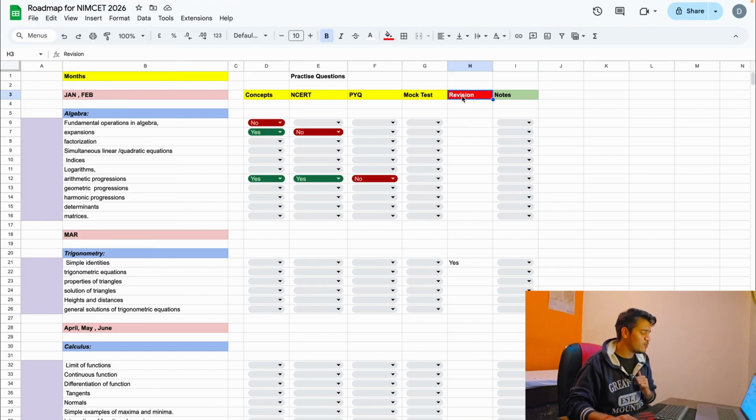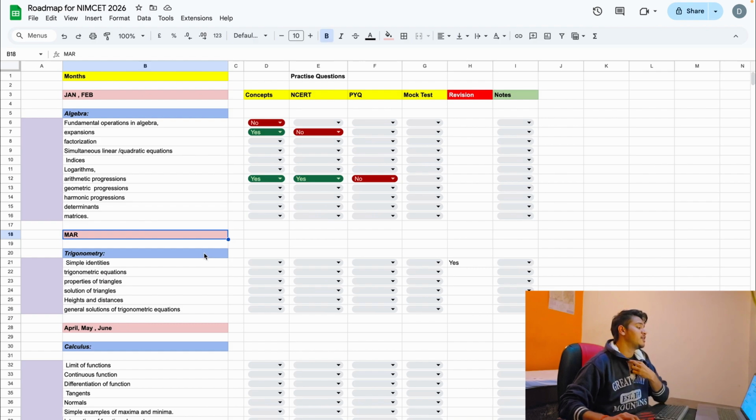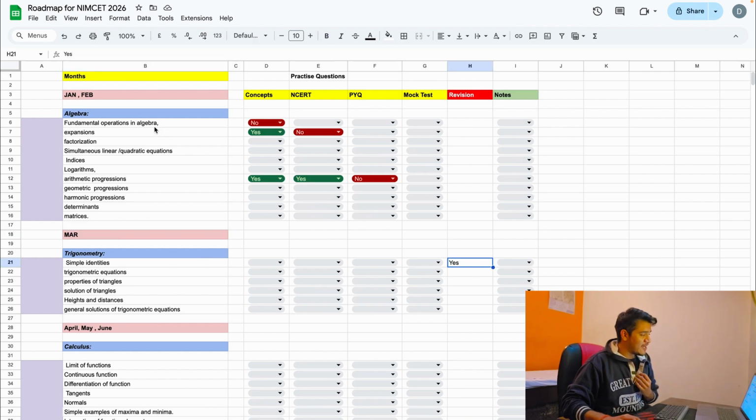One more thing, what is this revision? Revision is basically, let's say you went into March, and you are preparing the topic trigonometry. You can mark whether you have revised your algebra or not. Revision is very important. If you keep learning new things and you don't revise the old things, your mind will start forgetting, right? So revision is very important. What this notes column is, you make notes for algebra, trigonometry, and you can just mark it yes or no. Okay, let's get started.